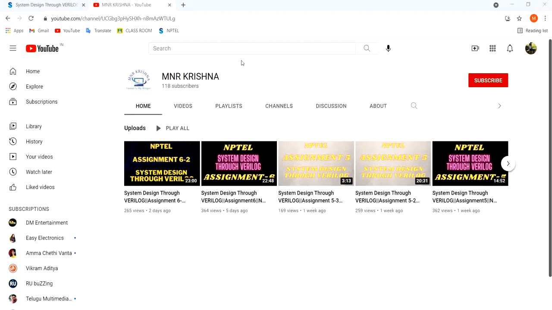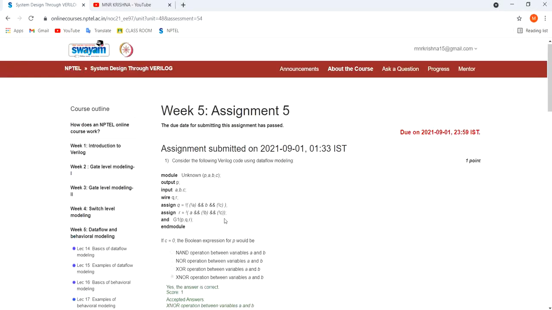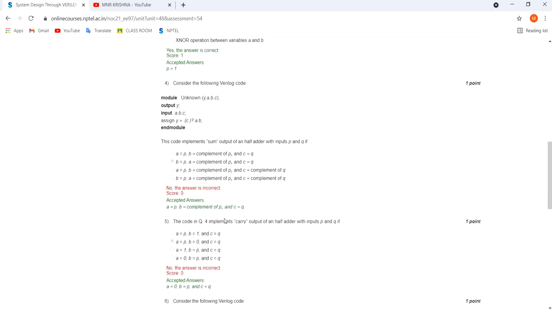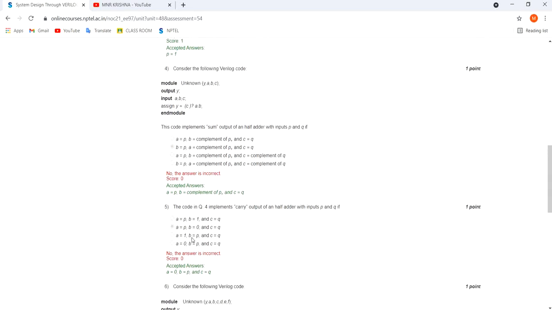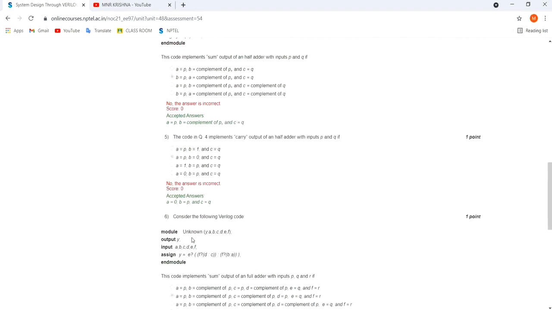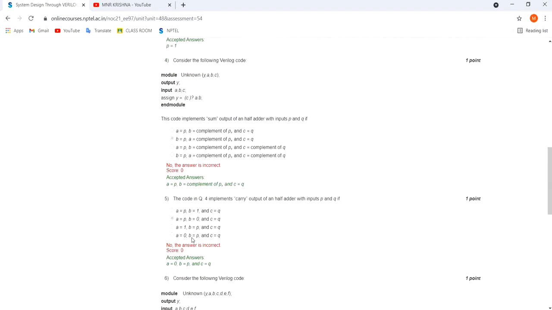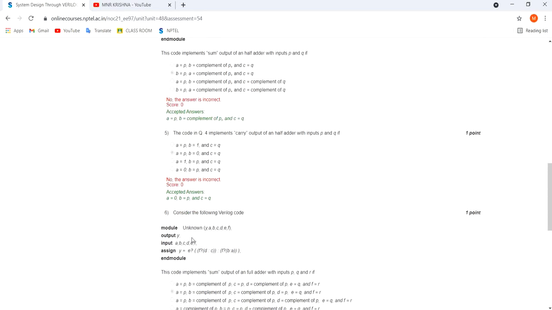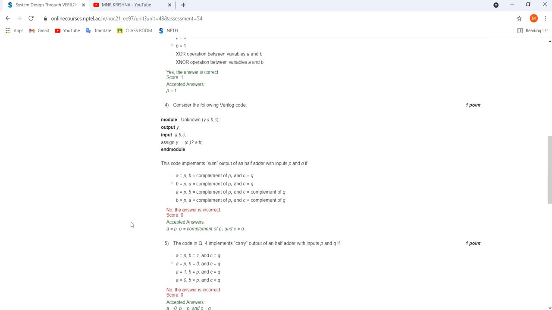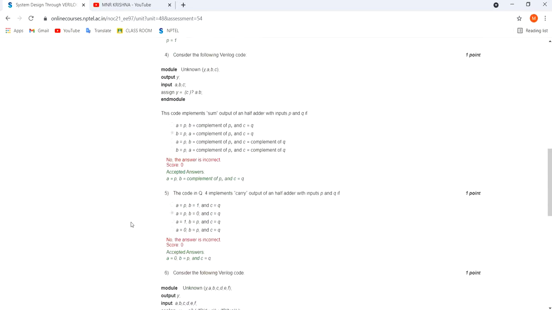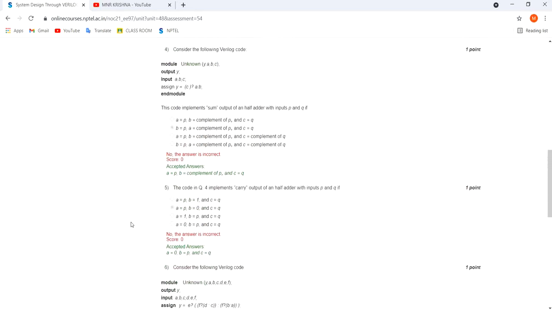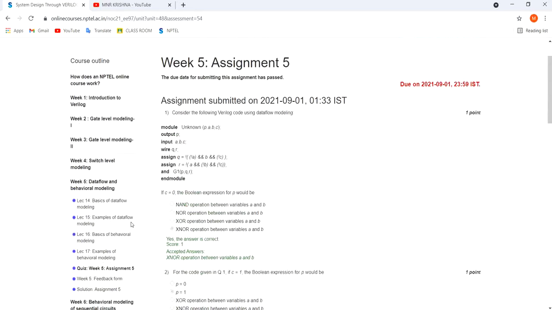For the fifth assignment, the answers for the fourth and fifth questions are option B and option B. Those are marked wrong in the NPTEL portal, but they are correct in the given solutions. So I request you to submit your feedback to recheck the answers for the fourth and fifth questions in assignment 5. You can submit it on the solutions page also. If you don't want those marks, just ignore that.